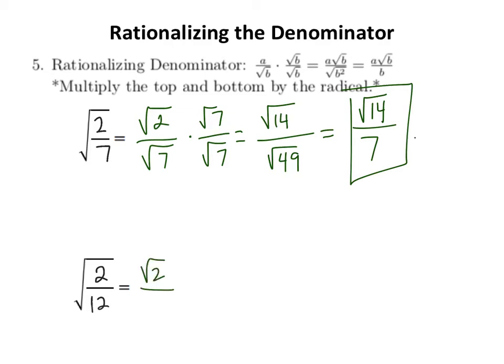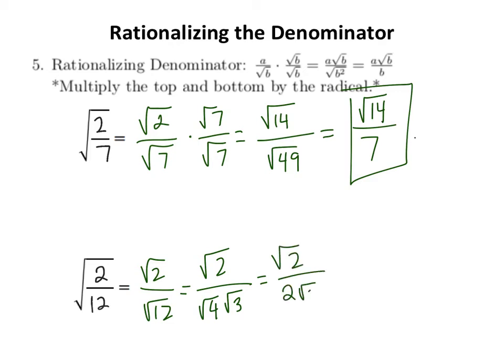Doing this one now, we'll split this up in the bottom. Square root of 2 divided by square root of 12. This I can actually simplify, so I have square root of 2 over, this is 3 times 4, so this will become square root of 4 times square root of 3. Square root of 2 over 2 square root 3.